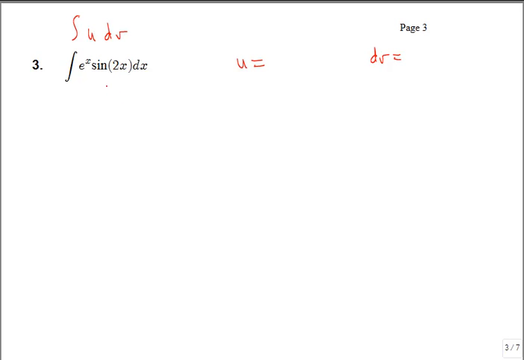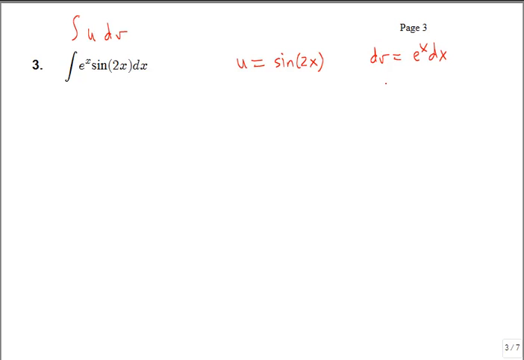Now, personally, I think taking the derivative of sine of 2x is easier to do than to take the integral of sine of 2x. So based on that, I am going to assign my u to be the sine function, and that means the e to the x and the dx are going to be the dv part. You have to use everything in here and assign everything to either u or dv so that everything's accounted for.